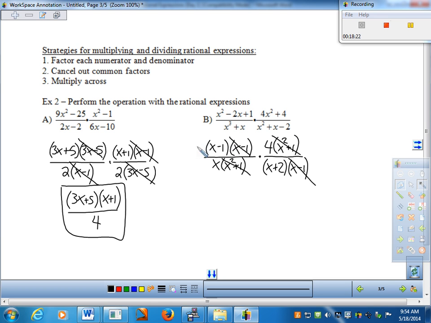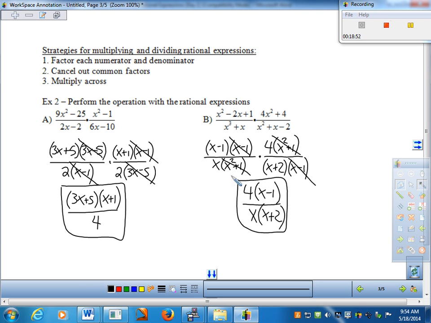So numerator now, just push them straight across. At this stage, again, just number 3 here, multiply them across, x minus 1 times 4. And if you decide to distribute the 4 in, more power to you. Not necessary, though. We'll see certain situations where that might be beneficial. For our purposes here, this is perfectly fine. And that's good.